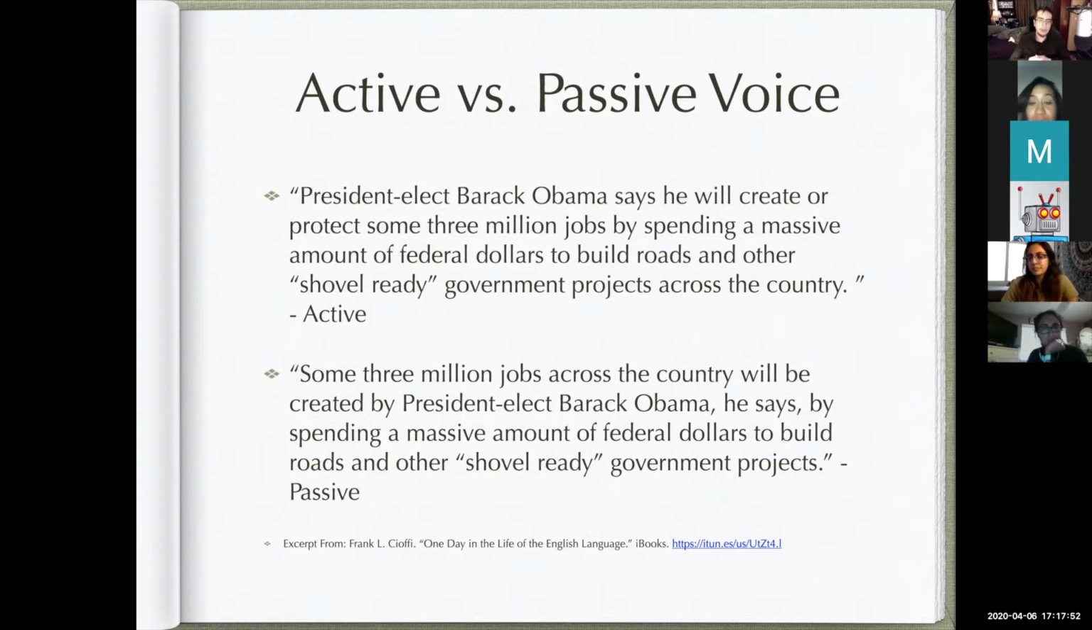Cool. Let's take that as a passive voice. Some 3 million jobs across the country. Well, what about them? Well, they will be created. By who? By President-elect Barack Obama, he says, by spending a massive amount of federal dollars. You ever heard of the term begging the question? This is what this means. It's begging the question. You have to ask as you're reading it in order to clarify what the writer is trying to convey to you. Passive voice is like paprika. You use a little bit, it's great. You use a lot of it, you ruin the jambalaya.